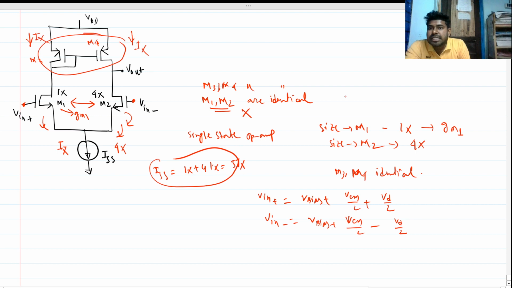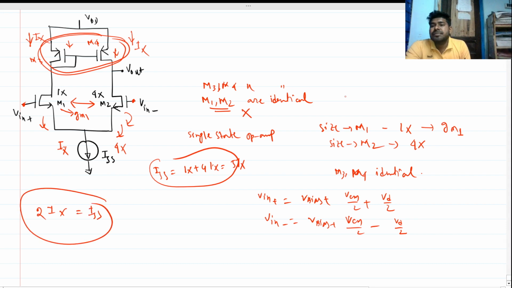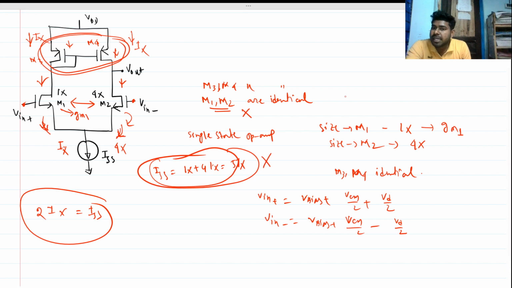This current mirror ensures that the current through each branch is equal. So the current will be Ix, and 2Ix will be our ISS. So assuming the currents are different in the two branches, with Ix here and 4Ix there, is wrong. The current through both branches is equal.